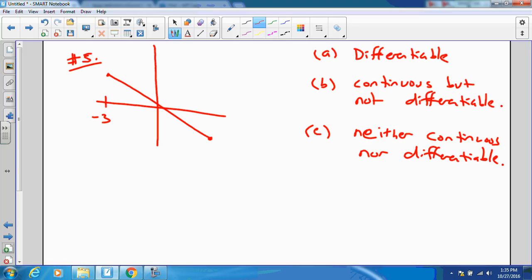And number 5 is a linear function that looks like this. And so we're going to look for, first of all, points of discontinuity. Do you see any points of discontinuity on the graph? So that means that we're going to have no points where f is not continuous and not differentiable, or you could say that the set is the empty set.